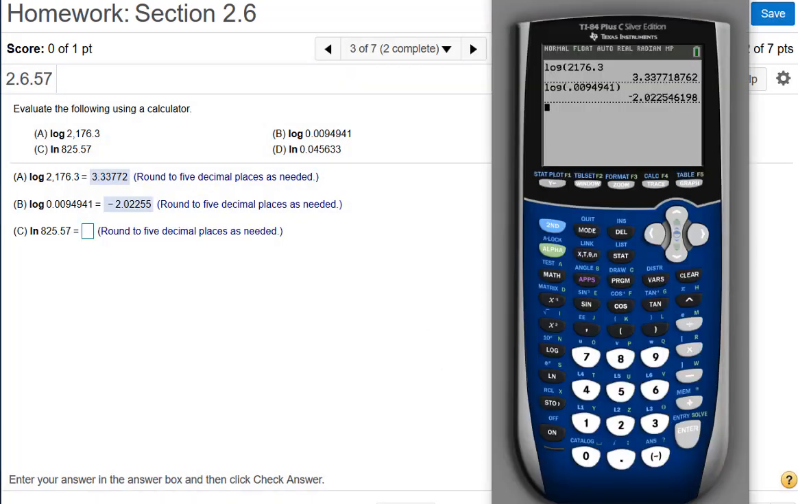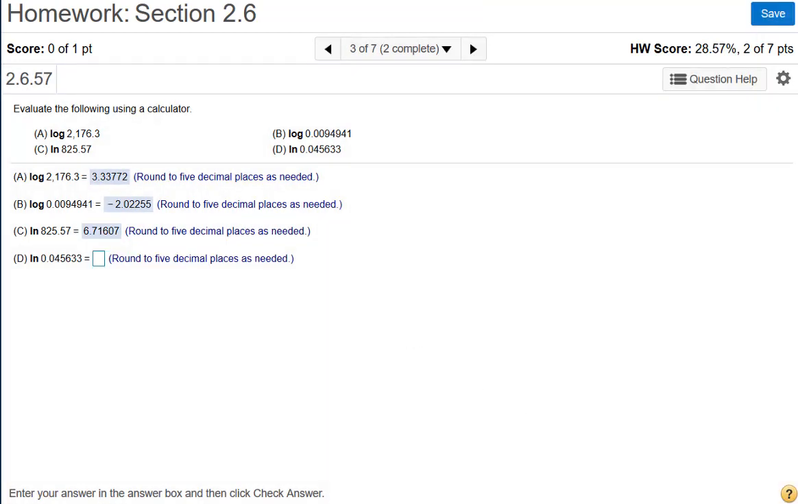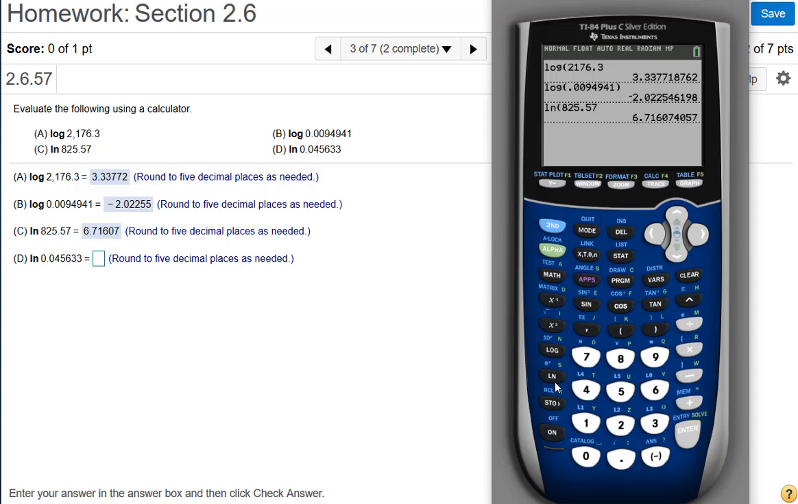And for the C part, the ln would be the ln button here, 825.57. And notice you don't have to enter the parentheses at the end. To 5 decimal places, 6.7160, and then that 7 would stay a 7. And for the last one, here's the ln, 0.045633.